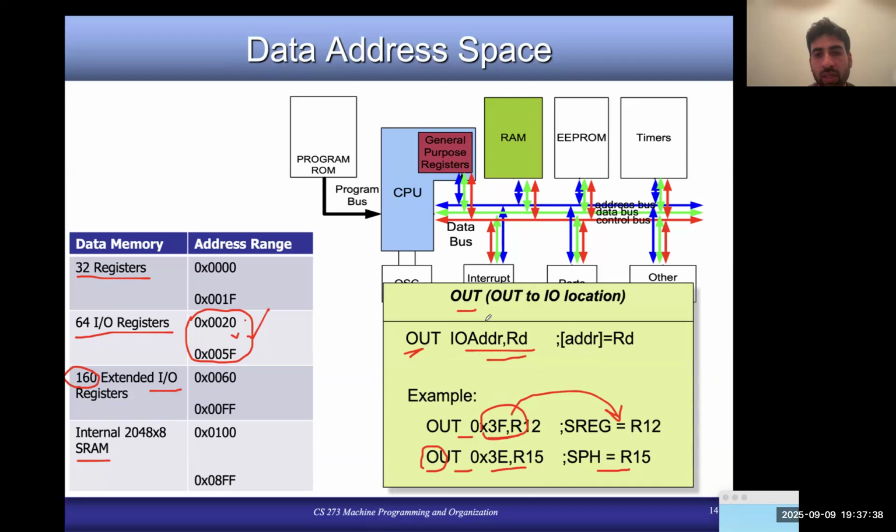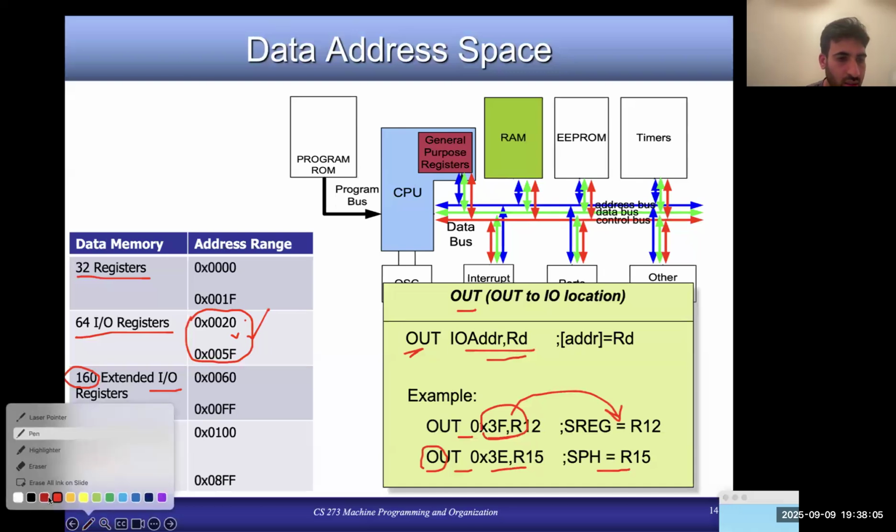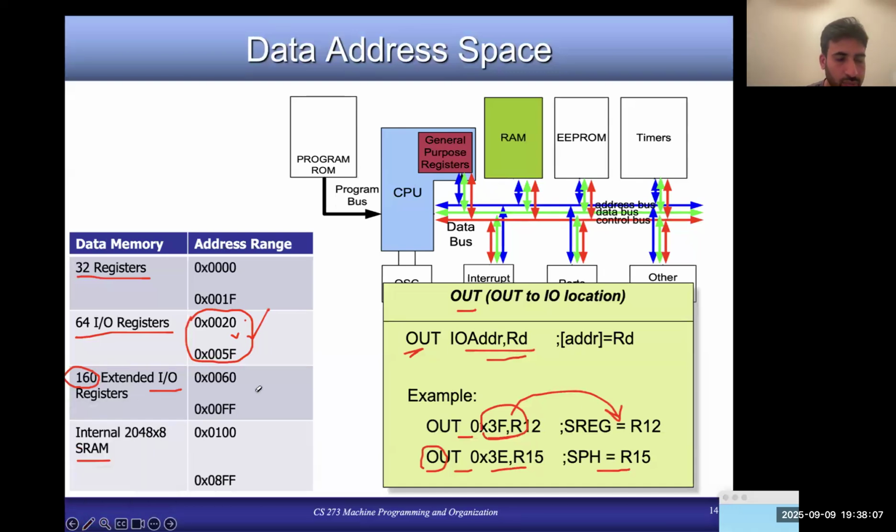We have a complementary instruction, out, which performs exactly the opposite of the in instruction. Here what you are doing is saying, okay, I want to output data. I want to get data from a general purpose register and put it back in the special purpose register, right?